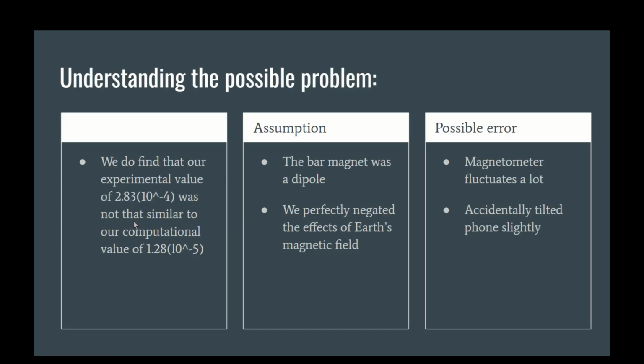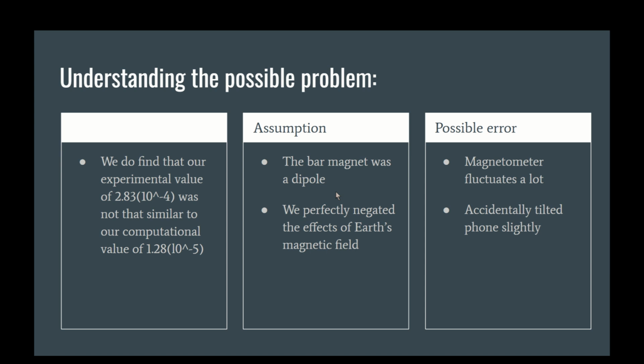We did find that our physical experimental value was not that similar, but it could have been due to some possible errors. Like, the magnetometer would fluctuate a lot, we could have accidentally tilted the phone slightly, or we didn't take into account Earth's magnetic field properly. That takes us to assumptions, where we assumed that this was a perfect dipole, and we assumed we perfectly negated the effects of Earth's magnetic field.